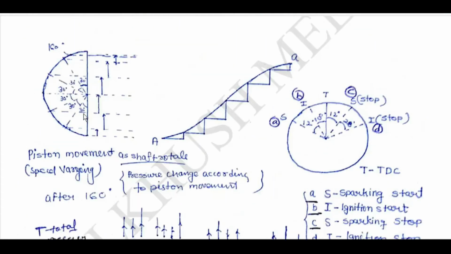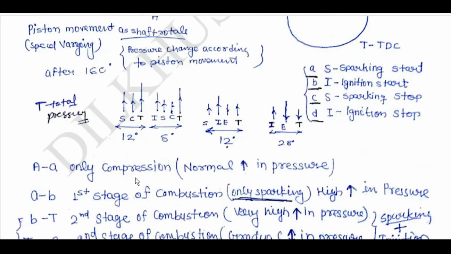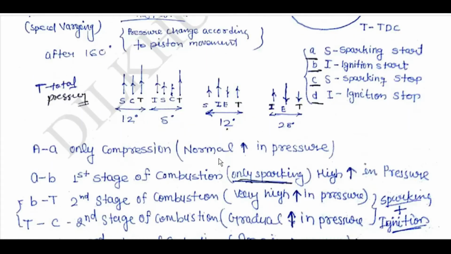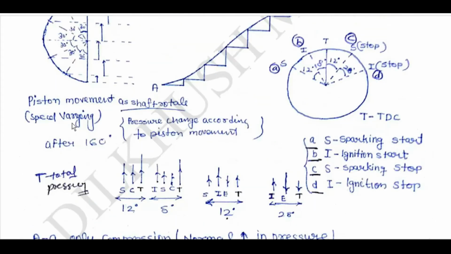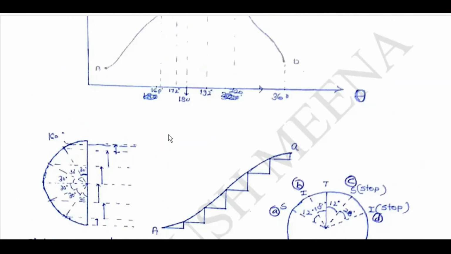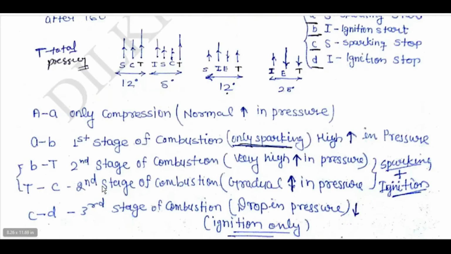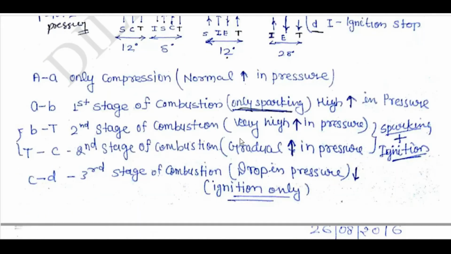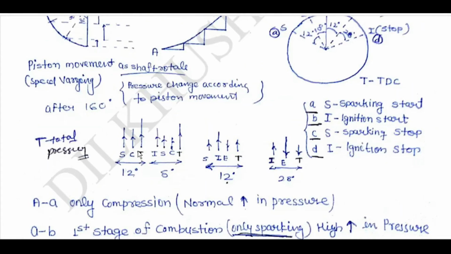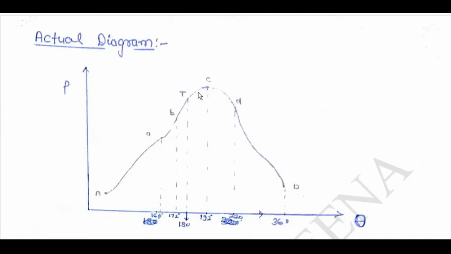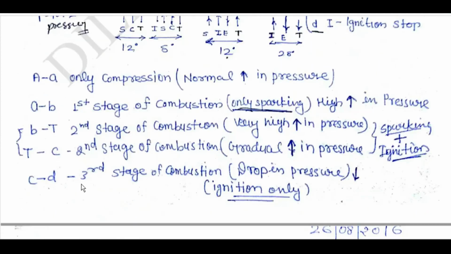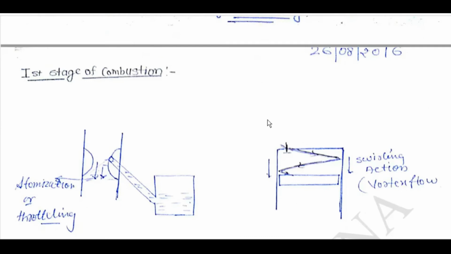A to A only compression. Normally increase in pressure, A to B, first stage of combustion, only sparking, high increase in pressure. B to T, second stage of combustion, very high increase in pressure. T to C, second stage of combustion, gradual increase in pressure. T to D, third stage of combustion, drop in pressure, ignition only.